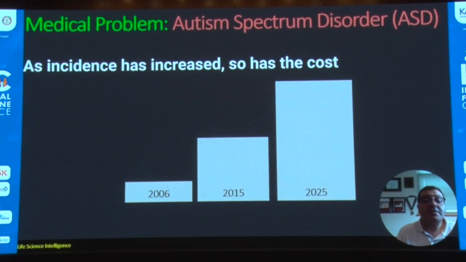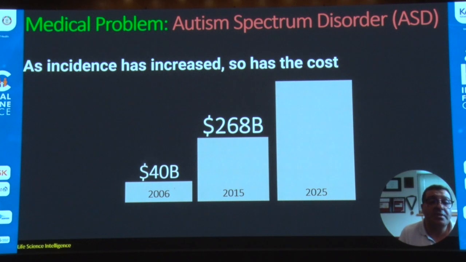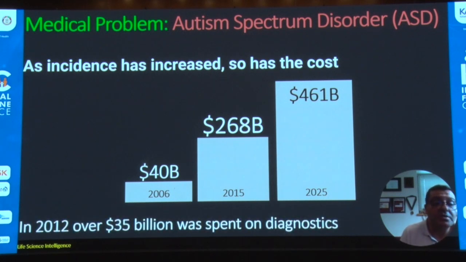So this is the current cost in US. In 2006, US spent $40 billion on autism. In 2015, they spent $268 billion on autism. And this is the projection in 2025. They estimated the cost of autism at $461 billion. In diagnosis, in 2012, out of 40, $35 billion is spent on diagnosis.